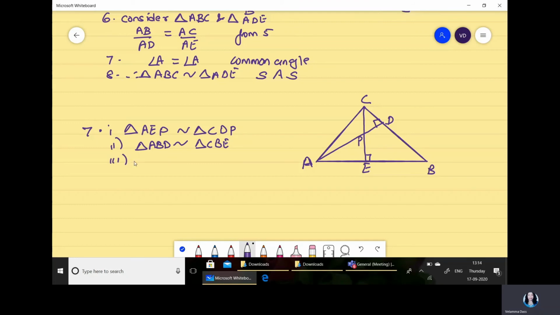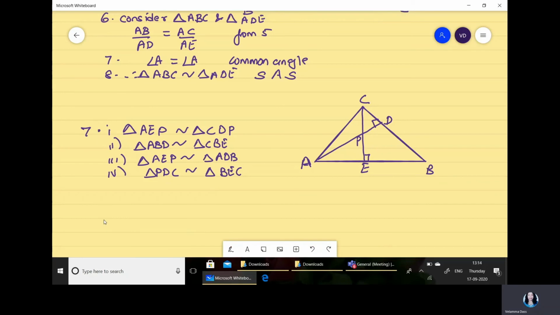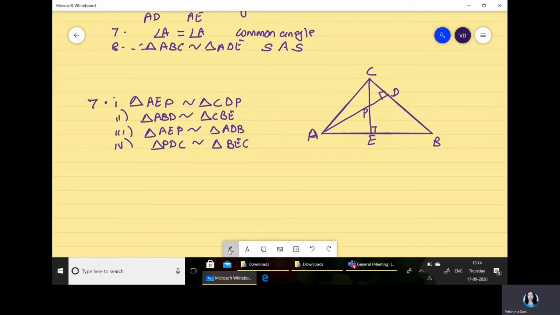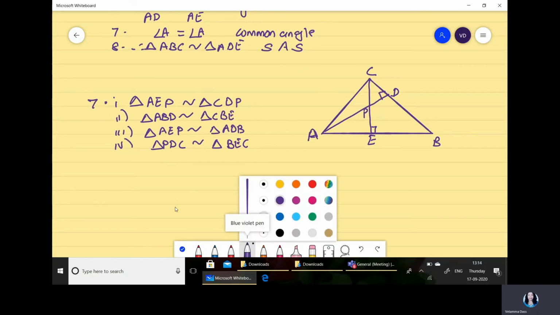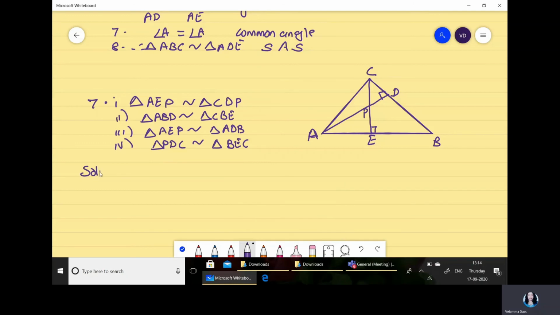Third, we have to prove that triangle AEP is similar to triangle ADB. Fourth, we have to prove that triangle PDC is similar to triangle BEC. Four things we have to prove. This is also a very easy sum, a very clear-cut question. We have three criteria, and by using them we can prove it. The first thing, you have to prove these two triangles.